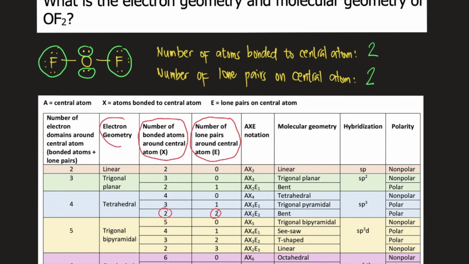So the electron geometry would be tetrahedral and the molecular geometry would be bent. And these are the answers to the question.